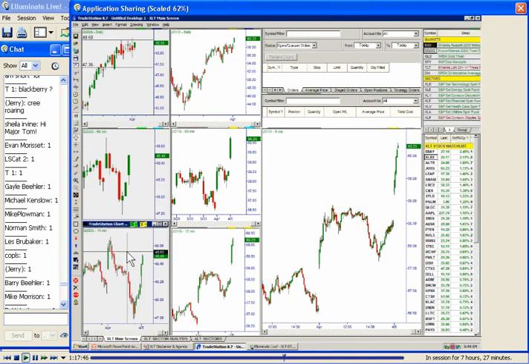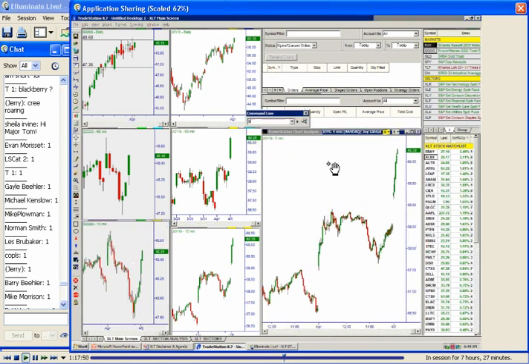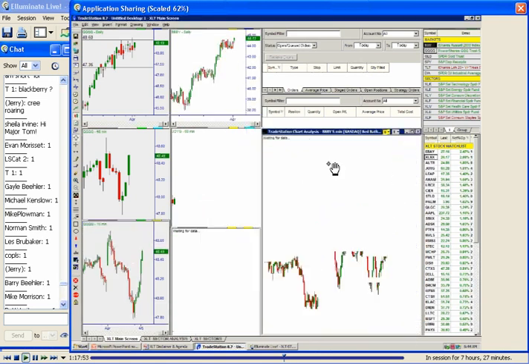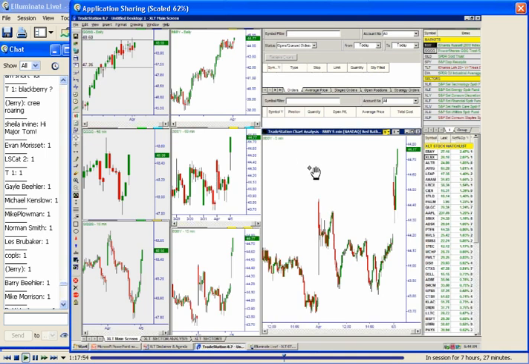Okay, NASDAQ's getting close to it on the 15. Okay, so let's see what we got here. Let's take a look at BBY. Where's the supply zone there? There is no supply zone.